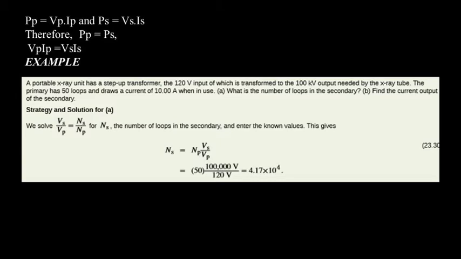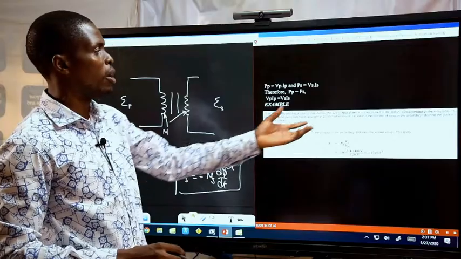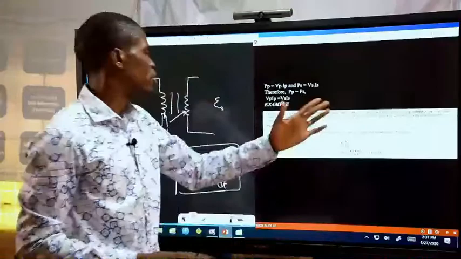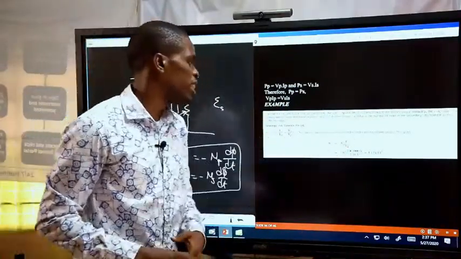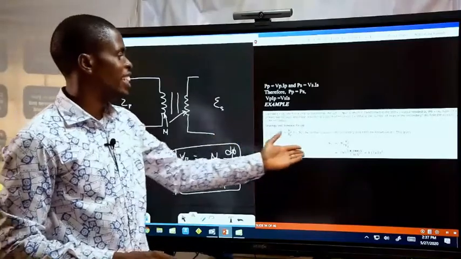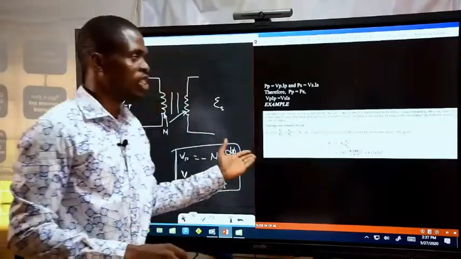So a typical example for us to see: a portable X-ray unit has a step-up transformer. The 120 volt input of which is transformed to 100 kilovolts output needed by the X-ray tube. The primary has 50 loops and draws a current of 10 amps when in use. What is the number of loops in the secondary? And find the current at the secondary. With this, we can solve for the number of loops in the secondary of the X-ray machine.